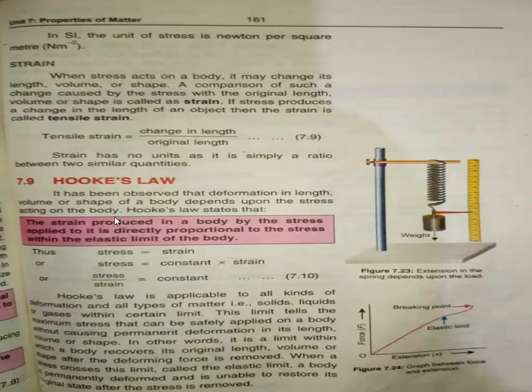within the elastic limit. The strain produced in a body by the stress applied to it is directly proportional to the stress within the elastic limit of the body. So stress is directly proportional to strain. What will happen if you divide this? Whenever you solve a directly proportional relation, as I have told you so many times, the directly proportional sign is replaced with equals to and some constant of proportionality. So within the elastic limit, stress is directly proportional to strain.